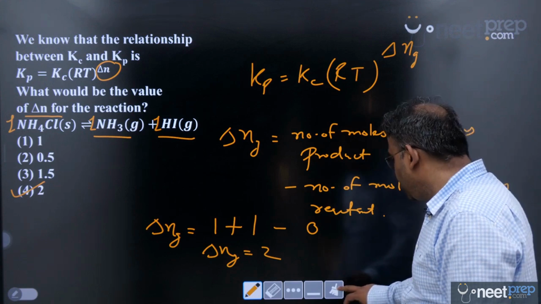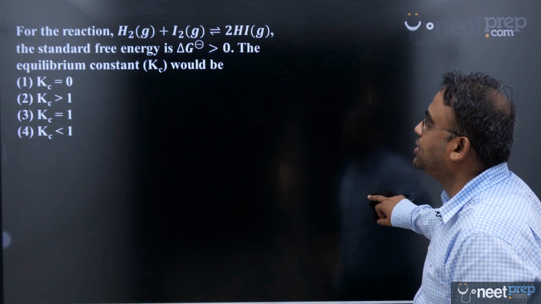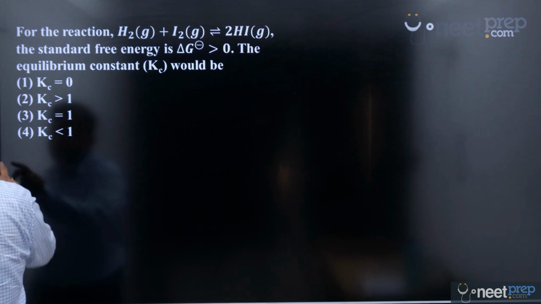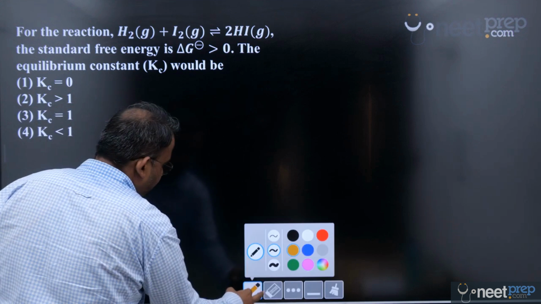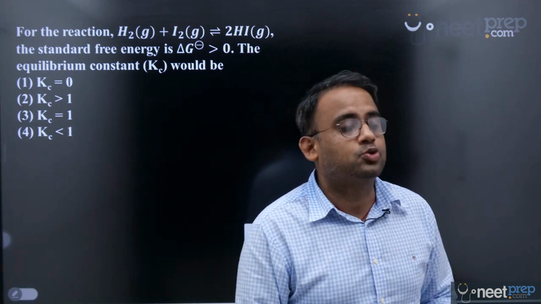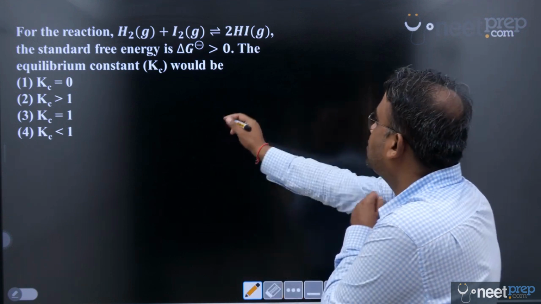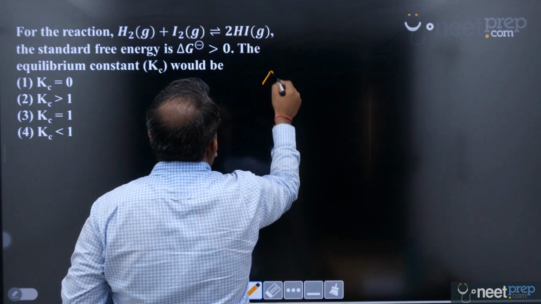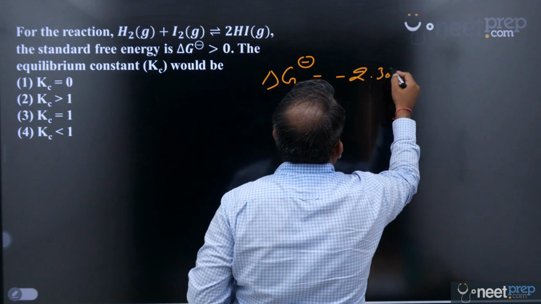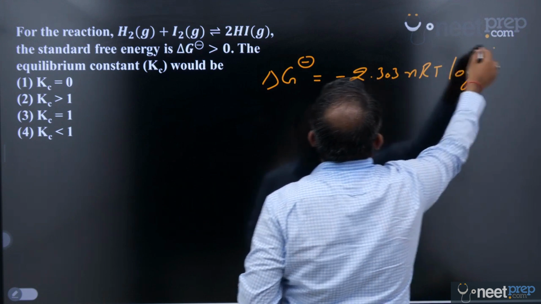Now let's move on to another problem, the second problem of this session. For the reaction, the standard Gibbs free energy value is positive. Now Gibbs free energy value comes up too often, so I would recommend you remember a very important result which goes like this: delta G naught is equal to minus 2.303 nRT log of the value of K.